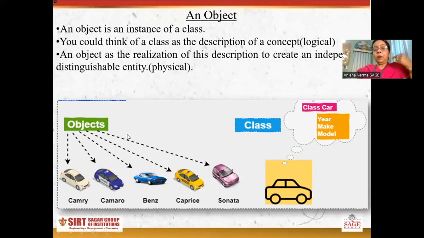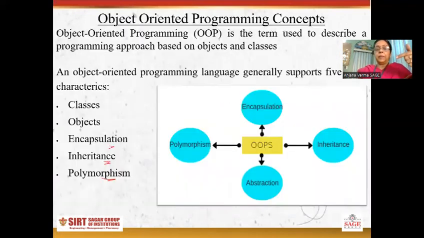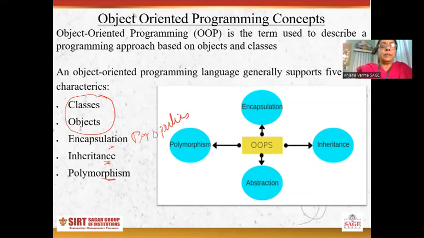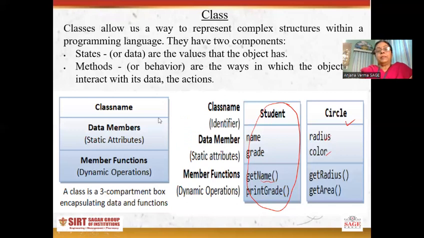As we have seen object and class, all things we do revolve around these two things. These are the properties: encapsulation, inheritance, and polymorphism. And these properties work on this class and this object. Now we will see the properties.